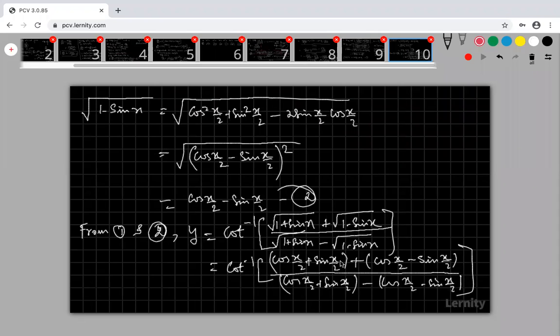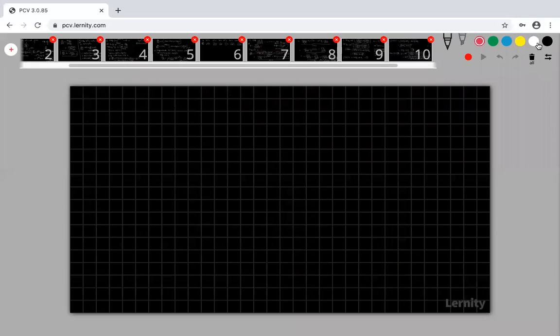Here sin x by 2 and sin x by 2 cancel. Here cos x by 2 and cos x by 2 cancel. And here cos x by 2 plus cos x by 2 is 2 cos x by 2. In the denominator, this is sin x by 2 minus of minus, plus sin x by 2. So my answer is y equals cot inverse of 2 cos x by 2 divided by 2 sin x by 2. My 2 gets cancelled.